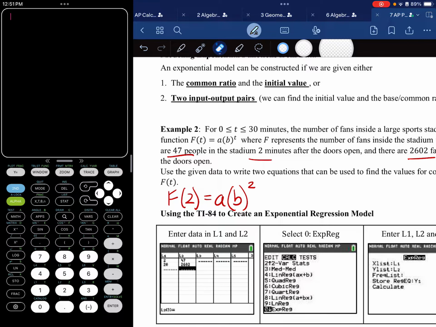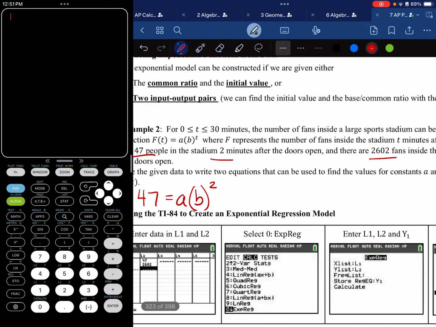Let me go ahead and erase this, or if you're just following along with the notes, you can say that that's equal to the actual number. The number here is 47. So that's the first equation. The next equation is going to be really similar to this.